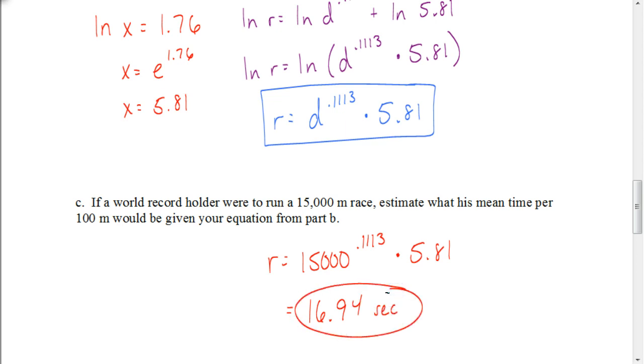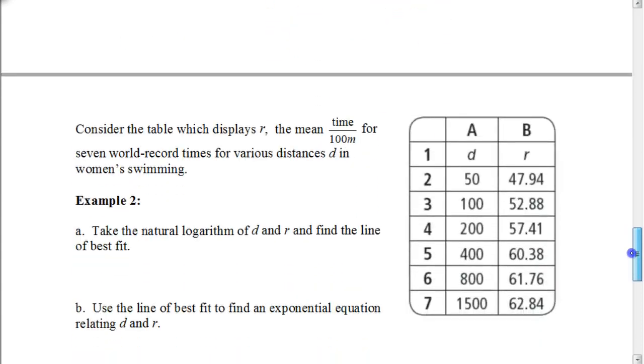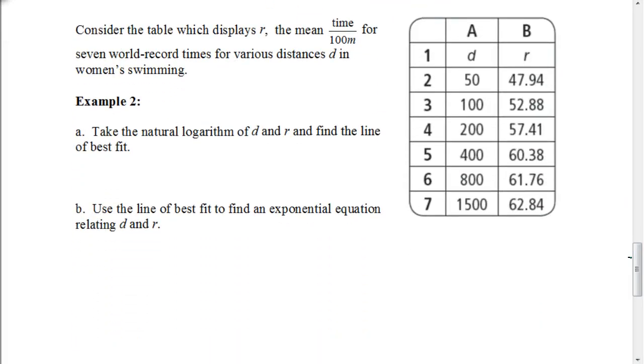So on average, if a world record holder were to run a 15,000 meter race, that means that they would have to have about just under 17 seconds every 100 meters. Well, why don't we try one more? I want you guys to see if you can do this one on your own. So why don't you guys try this one?